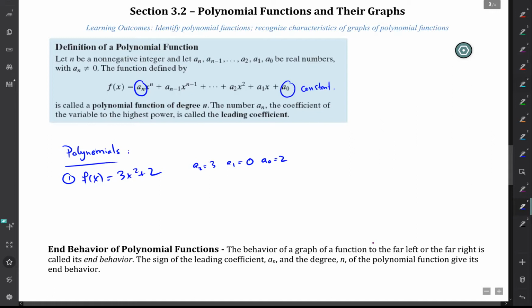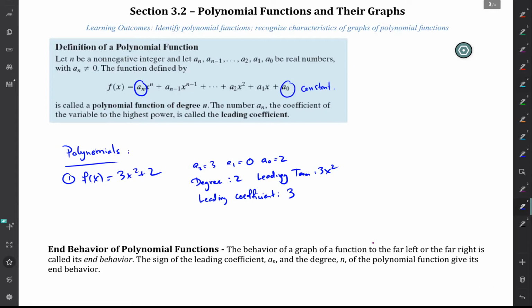Okay? And so here we say that the degree is 2, and the leading term is 3x^2, and the leading coefficient is 3. So a_n is called the leading coefficient, and a_n times x^n is the leading term here.